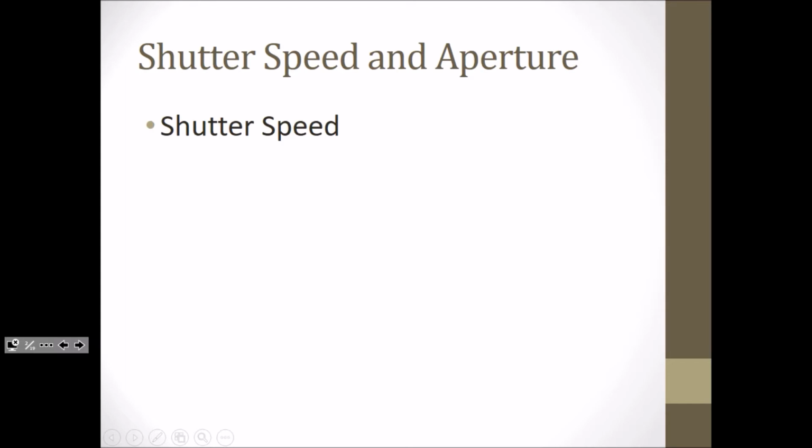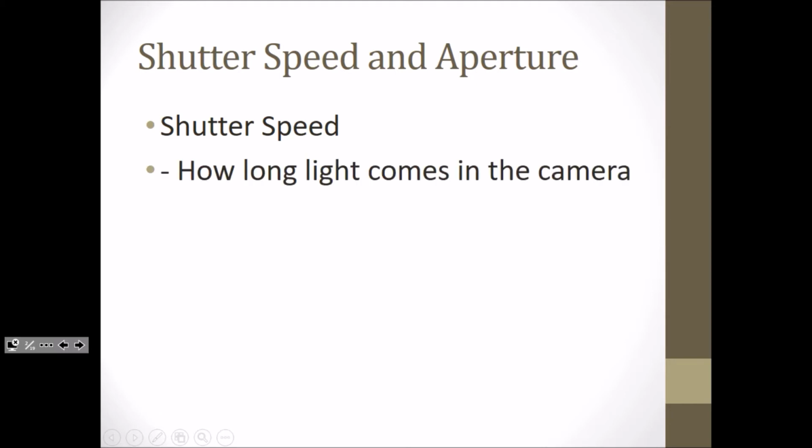First we have shutter speed, how much time it's going to take for this photo to be taken within the camera. How long that light is going to come in and get exposed to the film. So we can control that time by a faster shutter speed or a slower shutter speed. That's going to be our primary function of shutter speed.